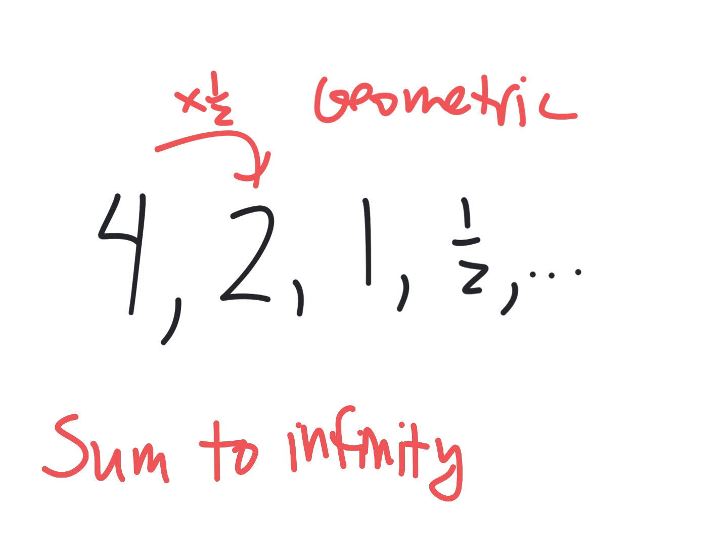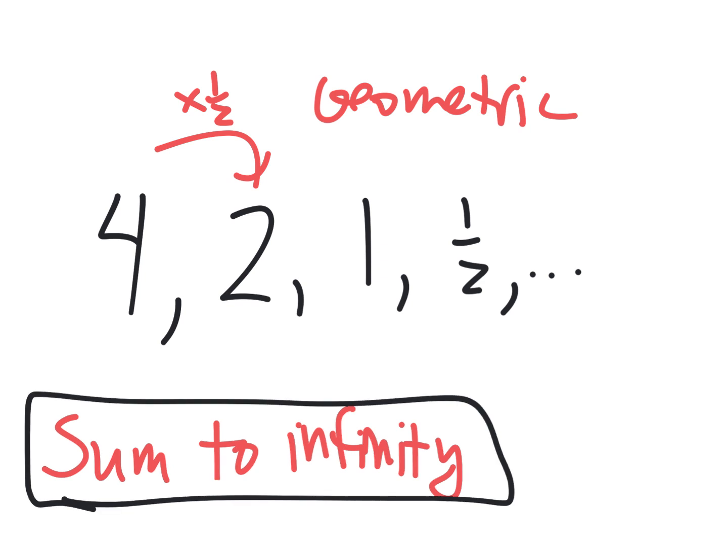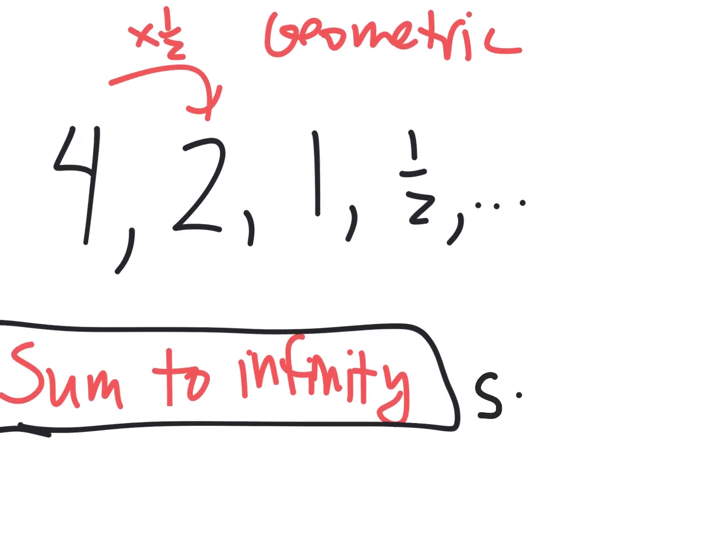So that's the first thing you ask about each sequence: is this geometric or is this arithmetic? And this one's geometric because it's cutting half, half, half, half. And then you've got to look up which formula works for to infinity. And that's the S sub infinity formula. It's the easiest formula.